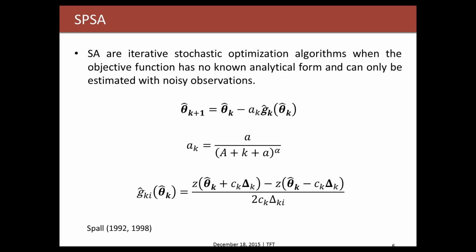So what SPSA does is, at each iteration, and here each iteration is denoted by k, we reduce the variation depending on the gradient estimated value, which is denoted here by g. And AK is a step-size parameter that typically gets smaller as the number of iterations k gets larger.